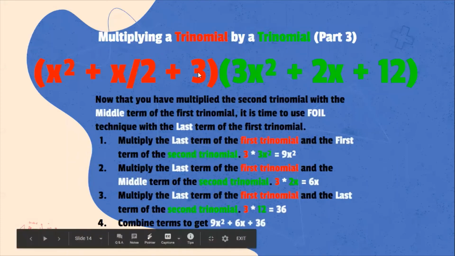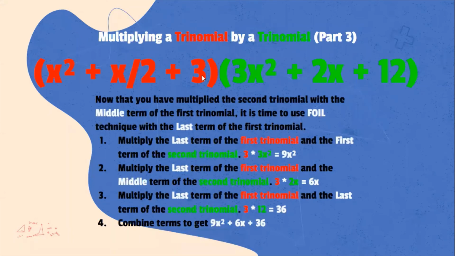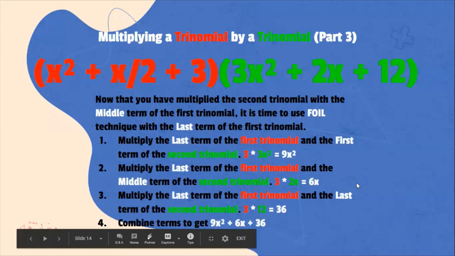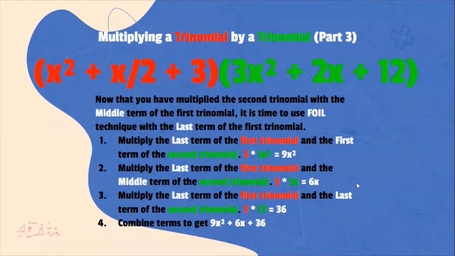Now for the third part of the trinomial by trinomial problem, we're going to multiply the last term of the first trinomial times the entire second trinomial. First, we're going to multiply the last term of the first trinomial with the first term of the second trinomial, which would be 3 times 3x squared, which is going to give us 9x squared. Then we want to multiply the last term of the first trinomial and the middle term of the second trinomial, which would be 3 times 2x, which would get us 6x. Finally, we're going to multiply the last term of the first trinomial and the last term of the second trinomial, which would be 3 times 12, which gets us 36. So this part would be 9x squared plus 6x plus 36.